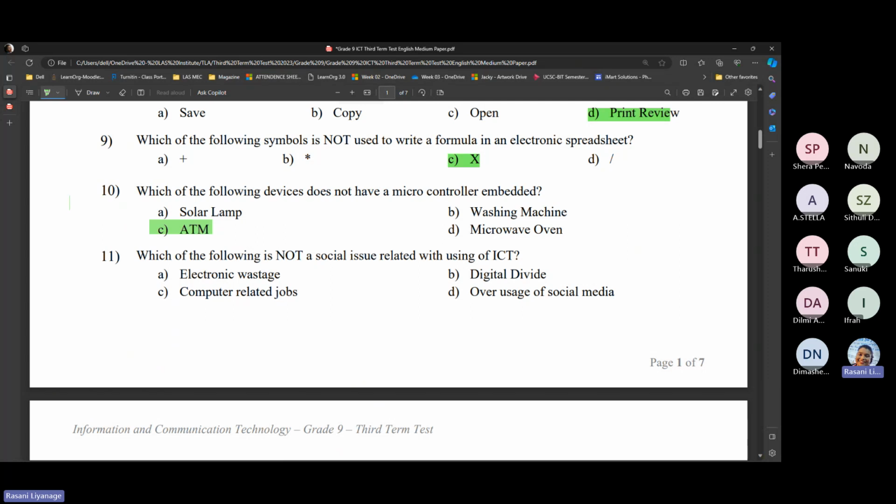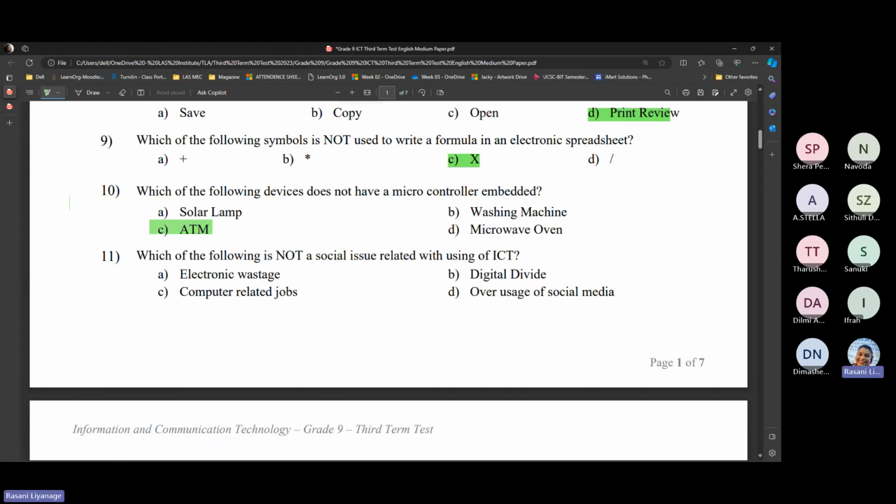If you take digital divide, that is of course a social issue. Why? Digital divide itself is dividing the world into two: the people having technical advantages or technical facilities, and the people who do not have that. So the world is divided into two. That is a social issue.